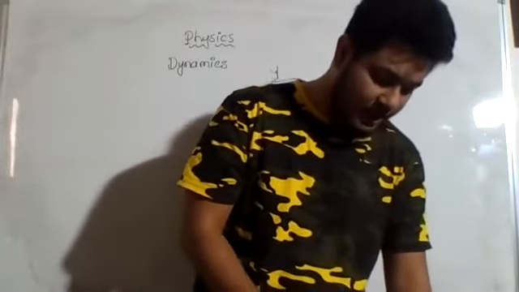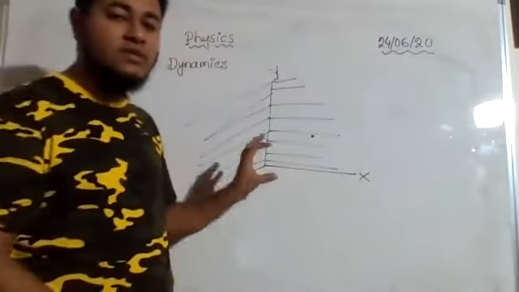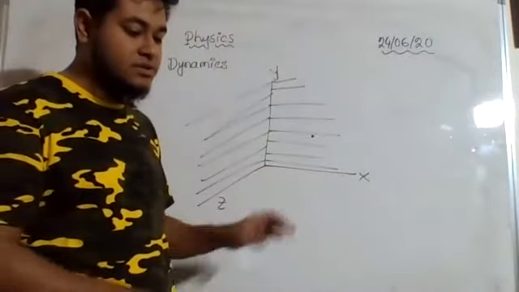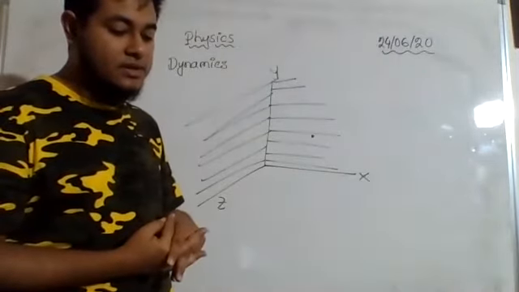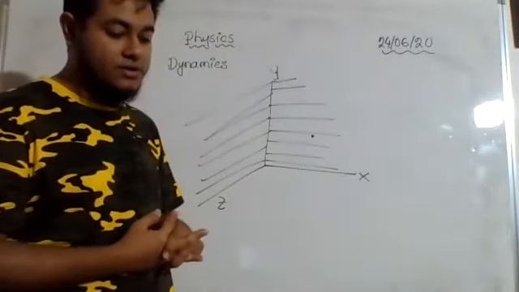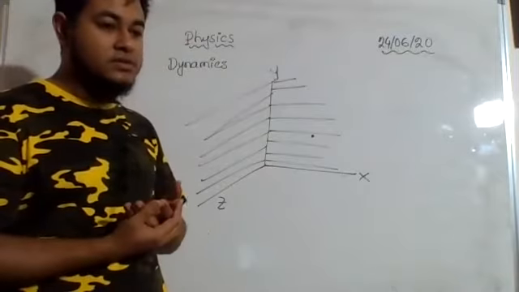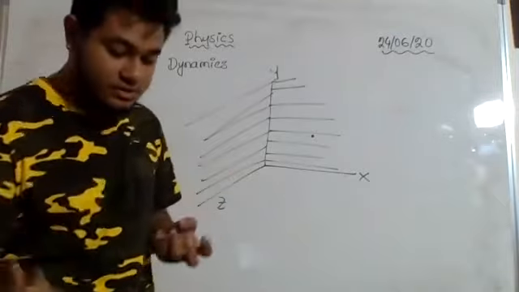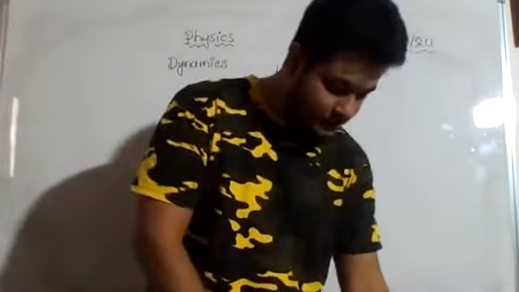Now, inertial and non-inertial reference frame, okay? If this reference frame is rigid, not moving, then we can say this is an inertial reference frame. Or if it is moving at a constant velocity with respect to each other. I will explain. Let us go through the lines of the book first.